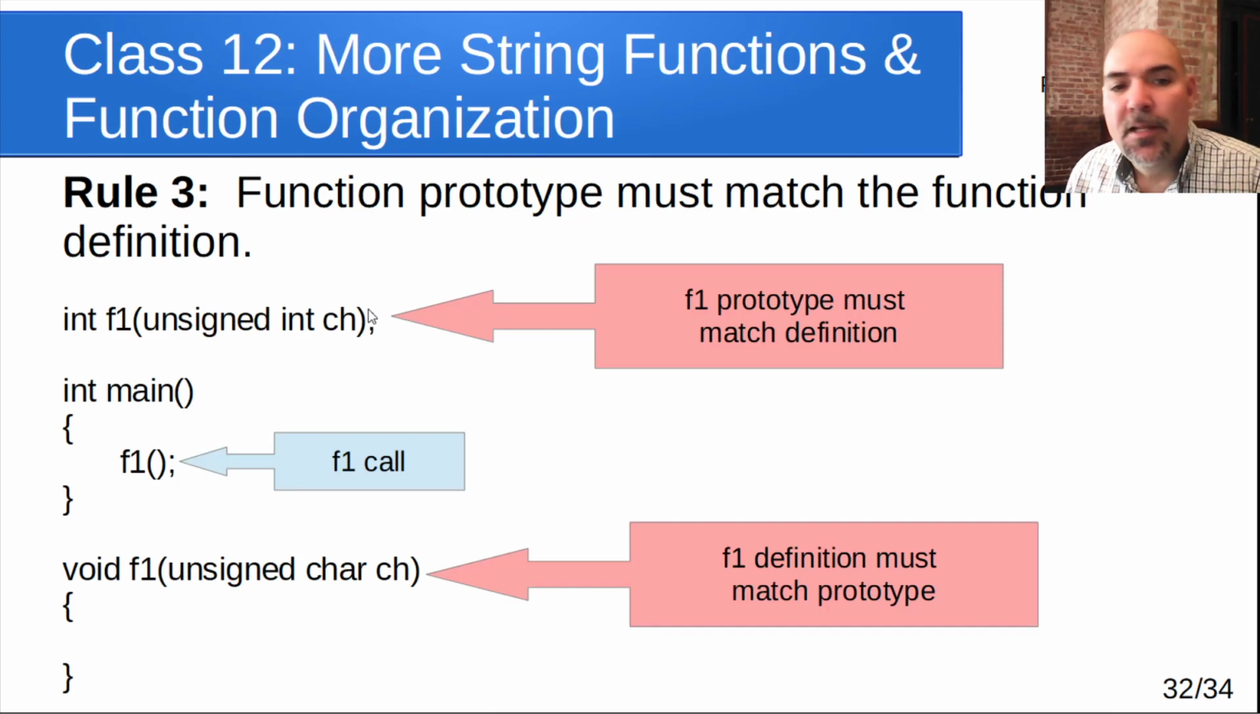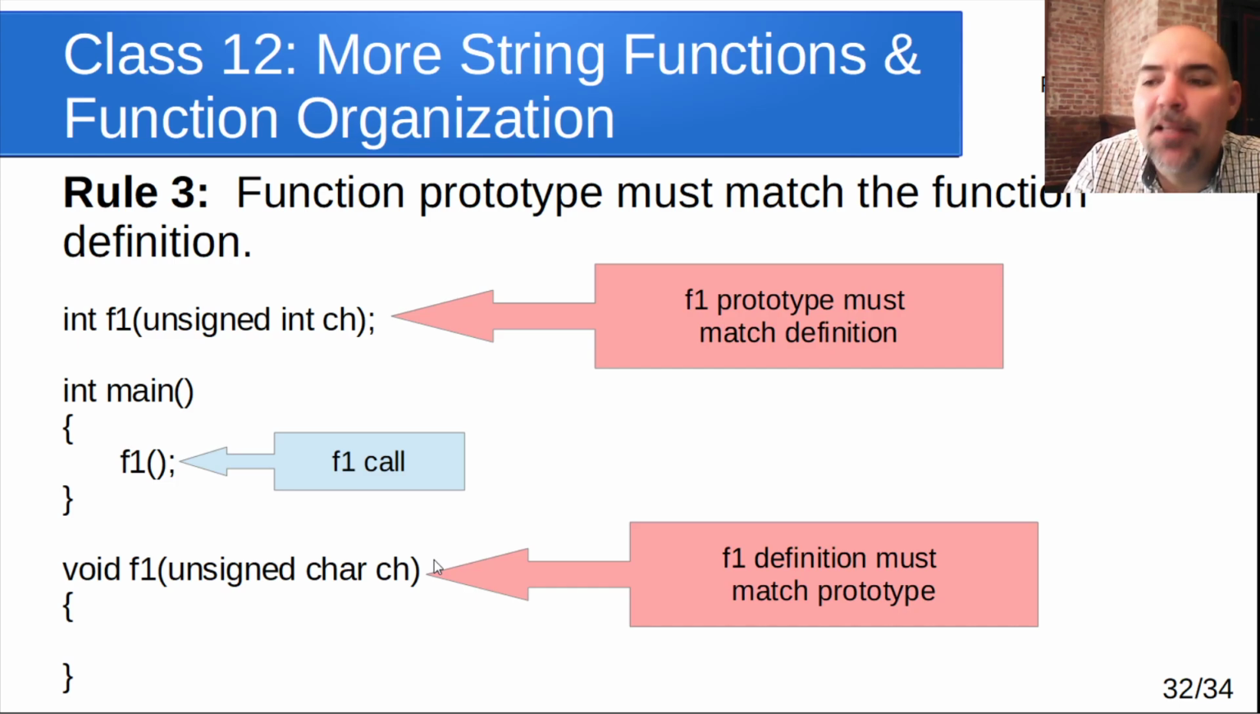All right, rule 3: the function prototype has to match the function definition. So in other words, if I do something like this and say F1 is returning an integer and I'm passing in this unsigned integer down here, and then in my function definition I say void and put that, then it's going to try to compile, generate the code for this, and then come across the actual function definition. It's going to be like, that does not match that, and it won't let it compile. So we have to make sure that the function prototype matches the definition of the function.